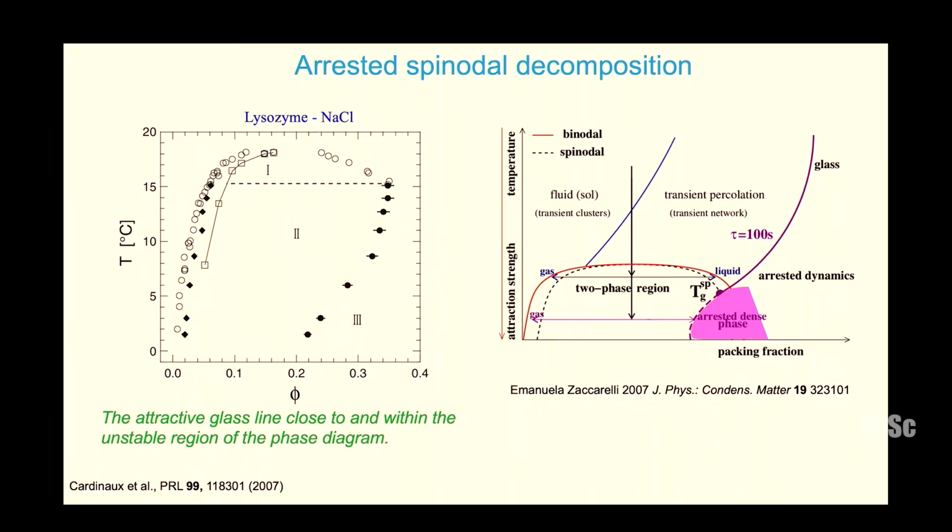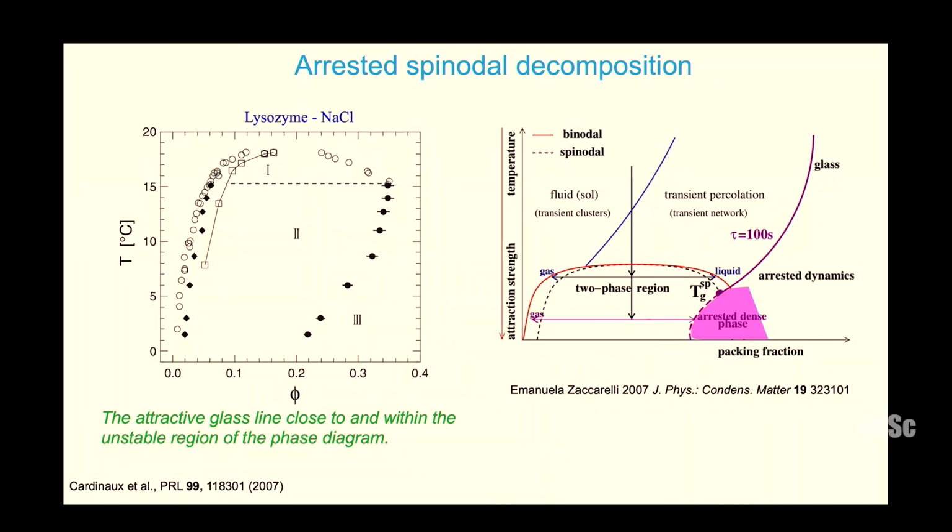For example, what you see on the left-hand side is experimental work on lysozyme under salt conditions. Again, you see a binodal, the liquid-liquid phase separation, on the top. But when you go deeper, there is a glass line that intersects the LLPS, the liquid-liquid phase separation itself. In the cartoon it is shown nicely: the red line that you see is the liquid-liquid phase separation boundary, but before it terminates, there is a glass line that cuts it. So if you bring a system from here to here, you are more likely to get an arrested gel or arrested glass even before the phase separation happens.